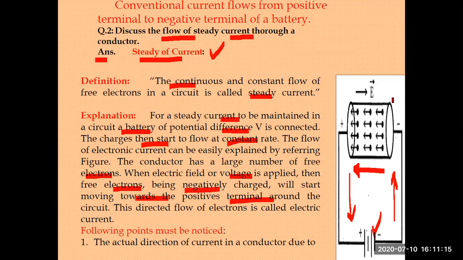Look, this is the direction of the electric field: from left to right. The electrons are moving from right to left, so they have to do some work against the electrostatic force, against the electric field. So an amount of energy is required, and this energy is supplied by the battery. The following points must be noticed.